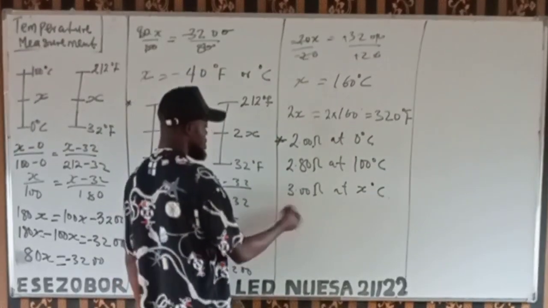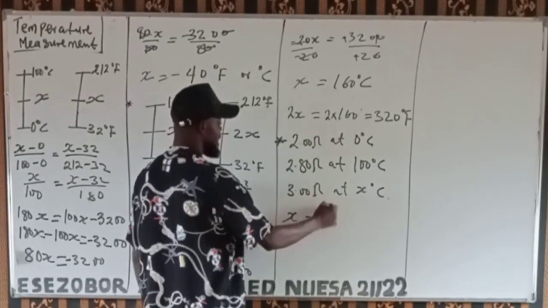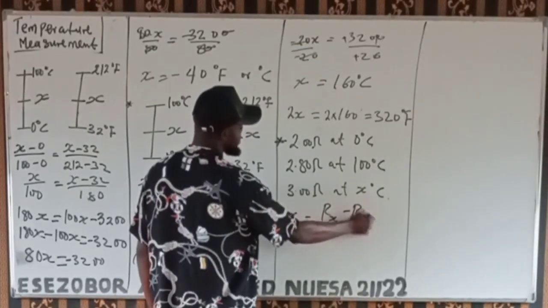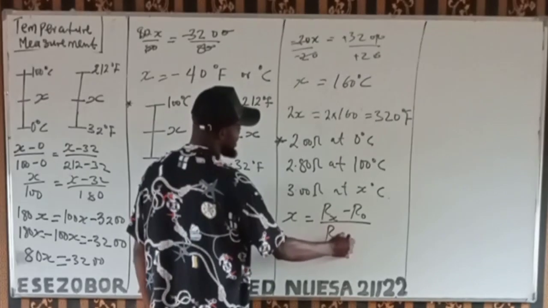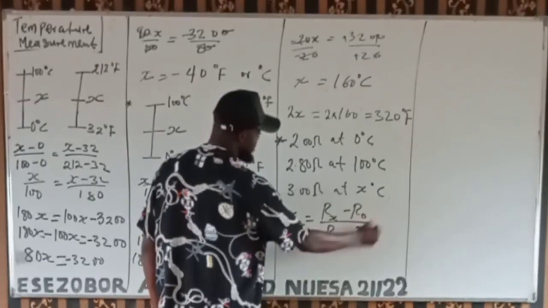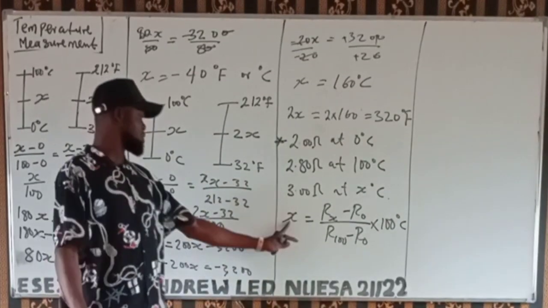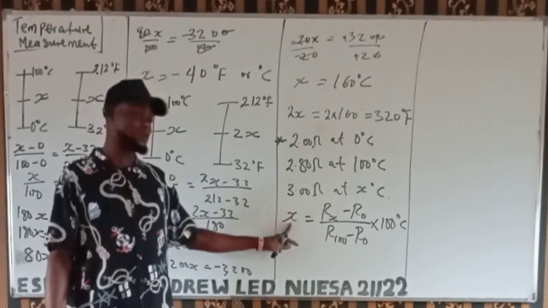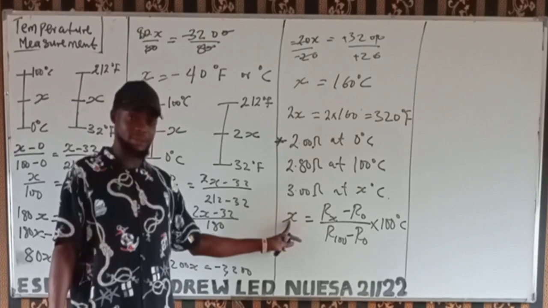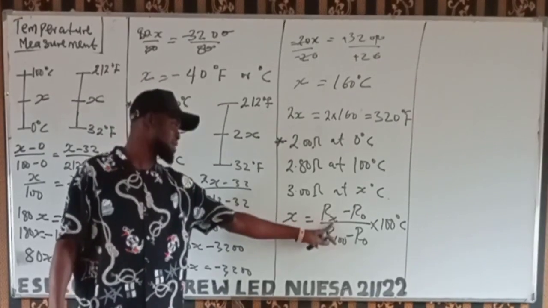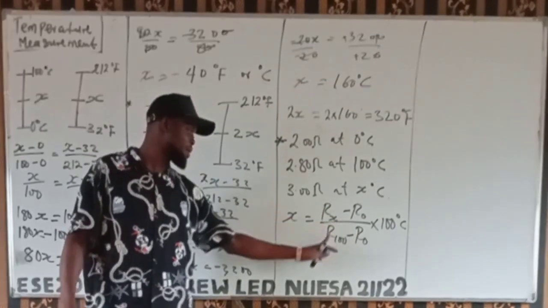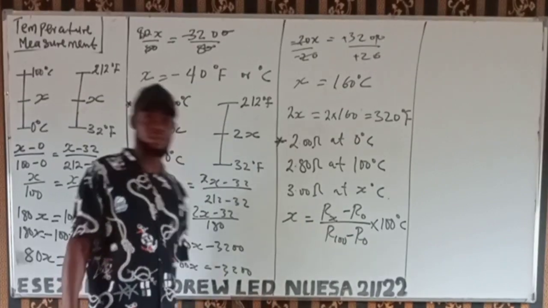Remember, for a platinum resistance thermometer, the unknown temperature x will be the resistance at x minus resistance at 0, over resistance at 100 minus resistance at 0, times 100 degrees Celsius. I don't know if you can still remember that. We used T before, we used theta as well, and you can also use x. The temperature will be equal to resistance at x minus resistance at 0, over resistance at 100 minus resistance at 0, times 100 degrees Celsius.